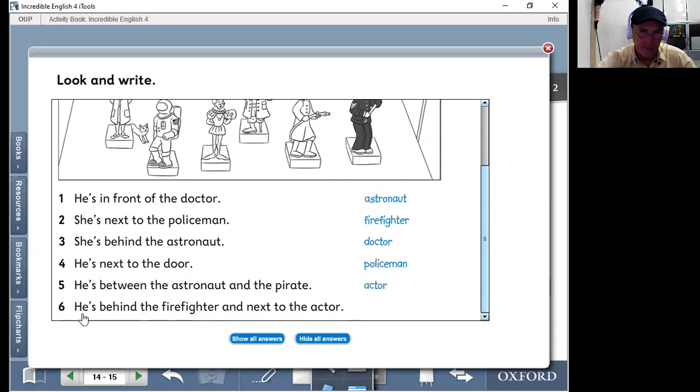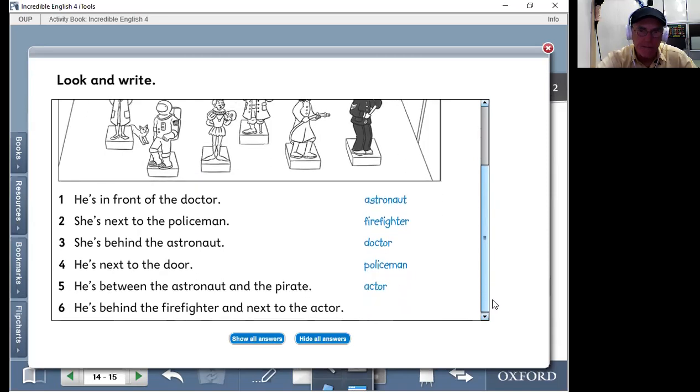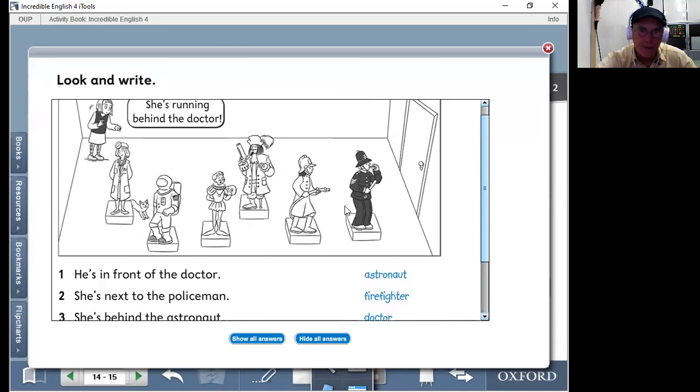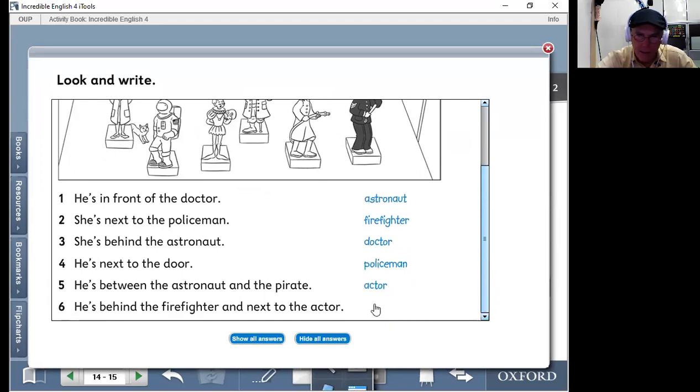And number six, he's behind the firefighter and next to the actor. Let's have a look at the picture. Behind the firefighter. And next to the actor is this one here, isn't it? You can see he's standing behind the firefighter and next to the actor. And this is the pirate, isn't it? So write pirate on the line. Okay, students.